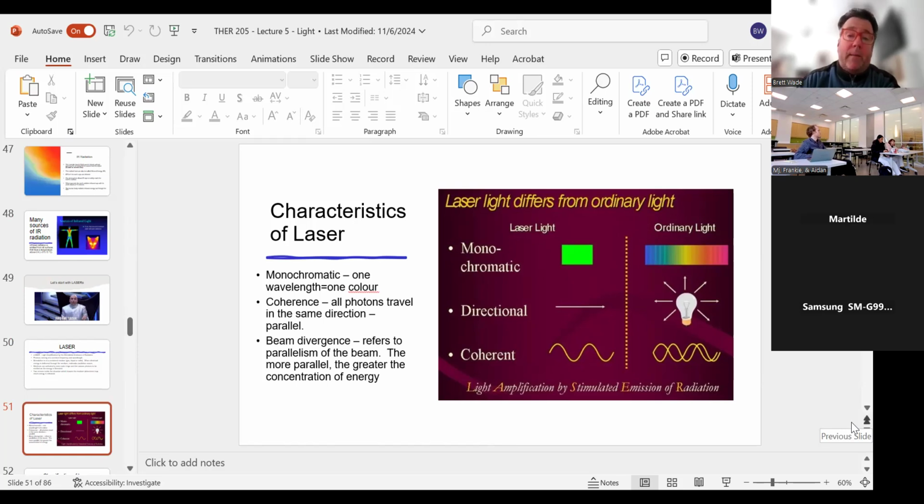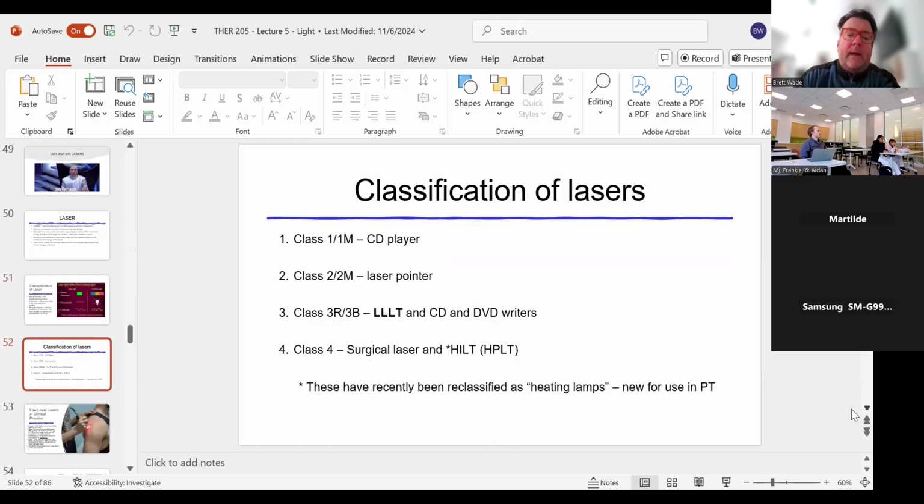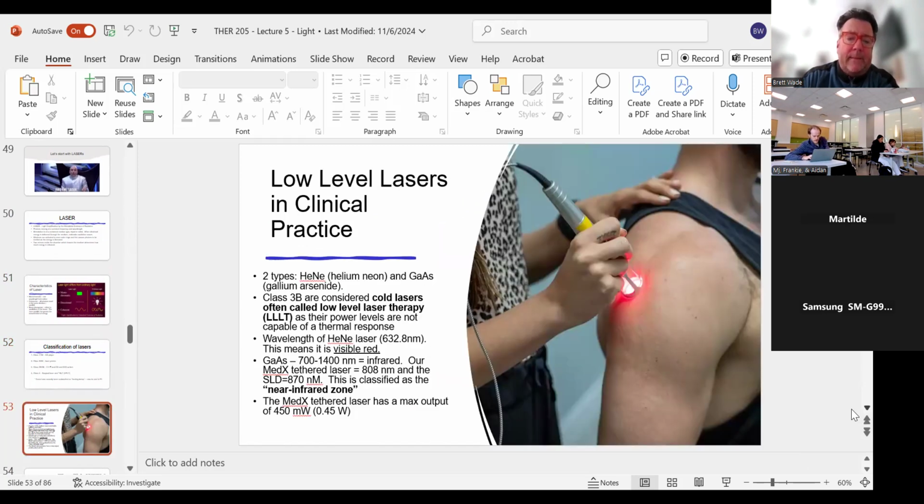So it is monochromatic, meaning one color. Coherent, they don't diverge, they go straight, all traveling parallel. So that's kind of their two major characteristics. I'm going to ask a question of the class of lasers, because we use class 3B, so we should know that. And the two types are helium neon and gallium arsenide.